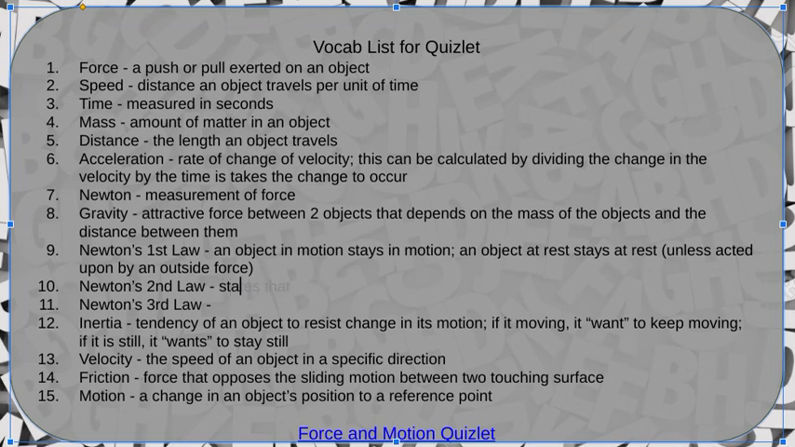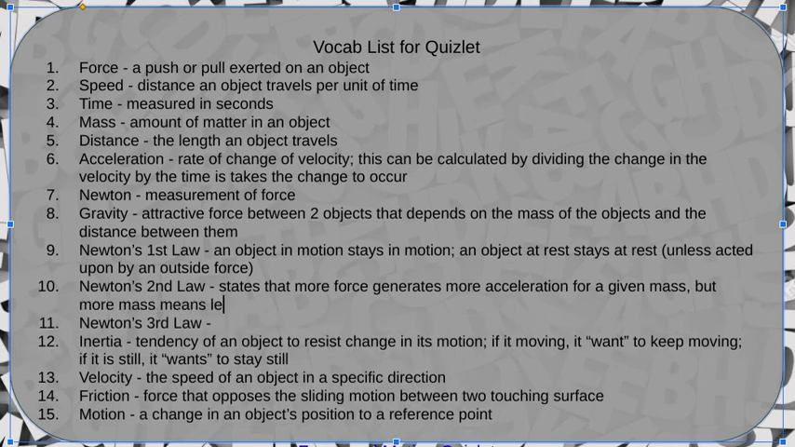Second law states that more force generates more acceleration for a given mass, but more mass means less acceleration from a given force. We can see this in a formula. We're going to say F equals M times A. That is the formula. We'll talk more about that in class, but that is Newton's second law.